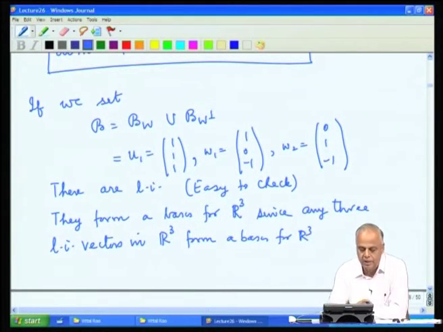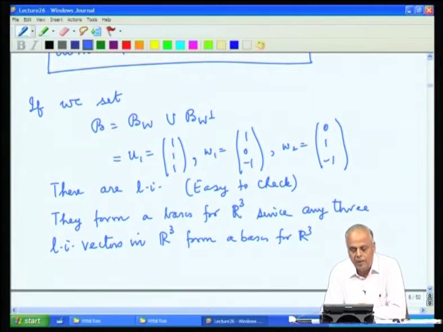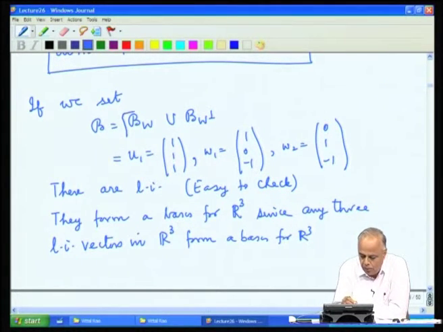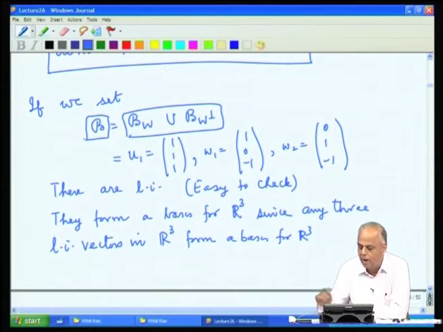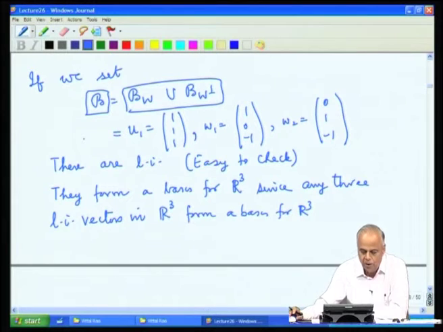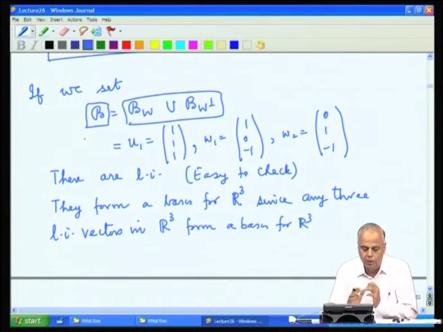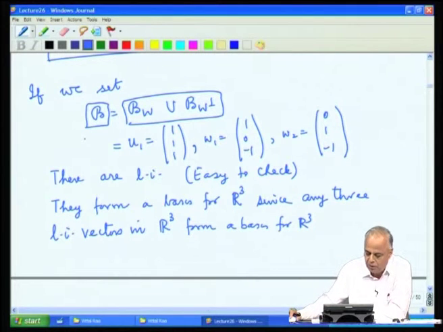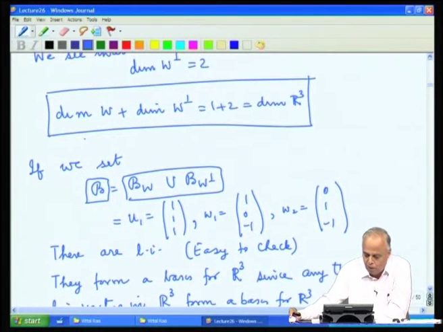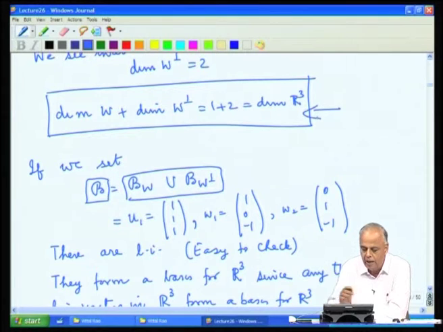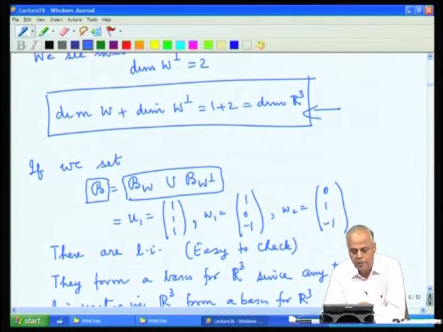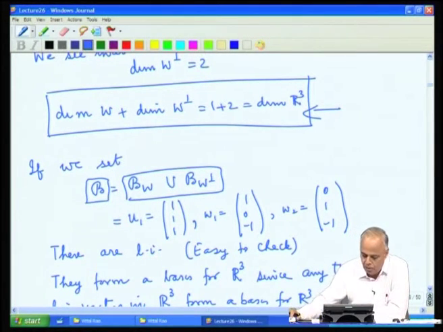So, this illustrates the fact that if you put together a basis for W and a basis for W perp, you will get a basis for V, the whole space. So, if you put a basis for W and a basis for W perp together, you will always get a basis for the whole space, which is what gives the fact that the dimension of W plus the dimension of W perp is the dimension of the whole space.